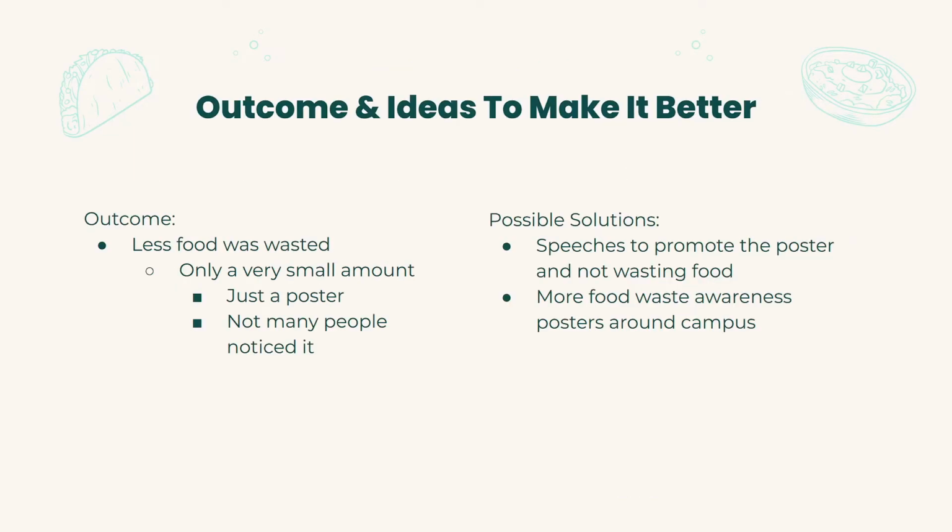And this is the outcome and ideas to make it better. The outcome was that less food was wasted, but only a small amount, because it was just a poster and not many people noticed it. Possible solutions are speeches to promote the poster and not wasting food, and more food waste awareness posters around the campus so people see them more often.